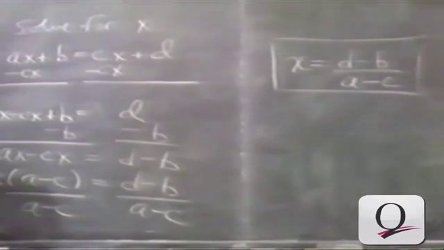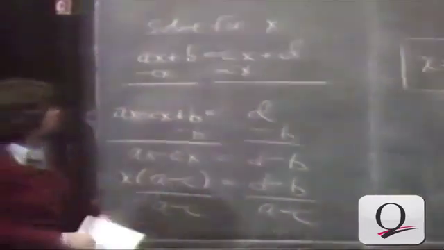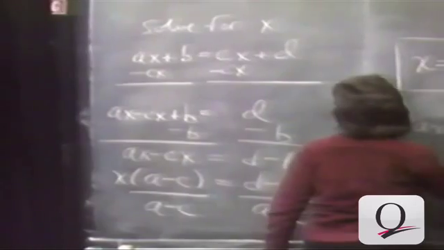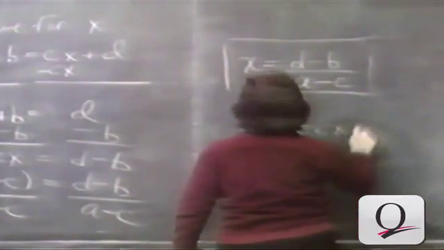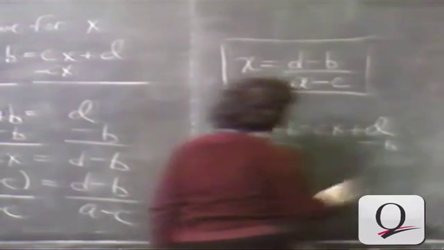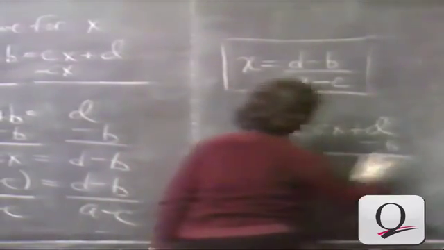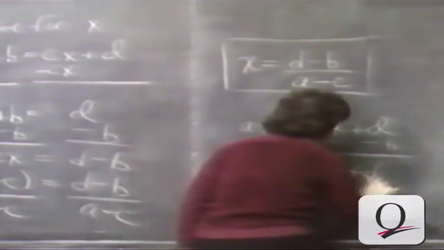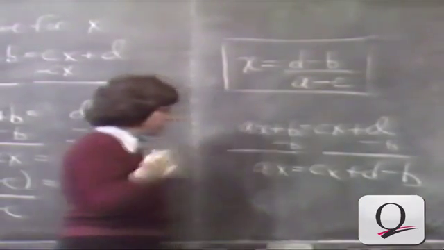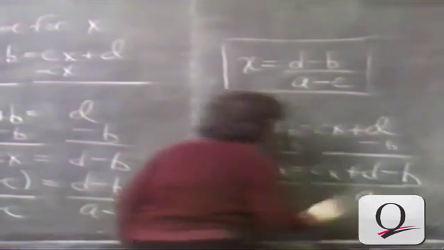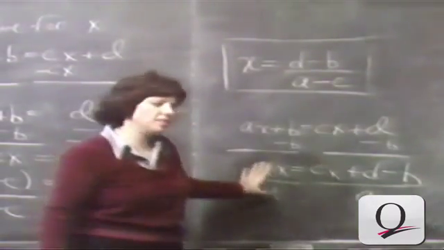By the way, a common mistake in solving this problem for x, okay, people work it out like this. ax plus b is cx plus d. They start off by subtracting b from both sides. Get ax equals cx plus d minus b. And then they think it's enough just to divide both sides by a. Because after all, they say, look, we've got x equals.